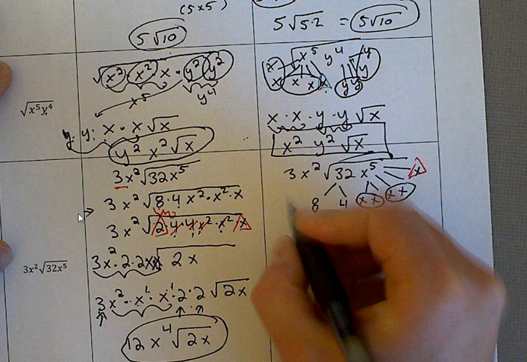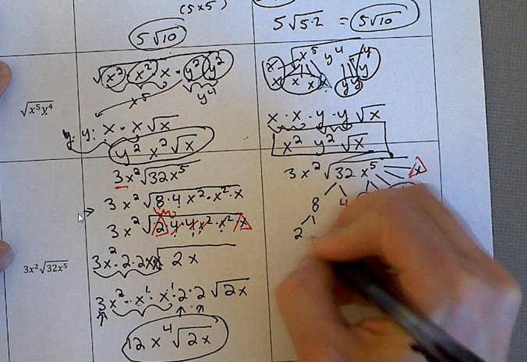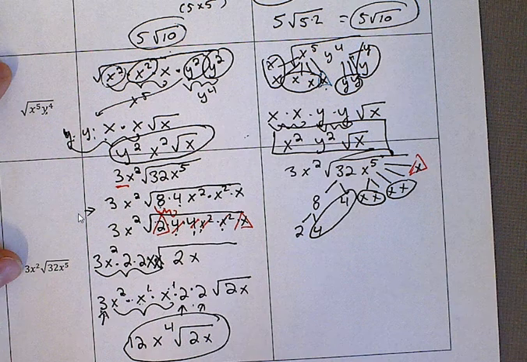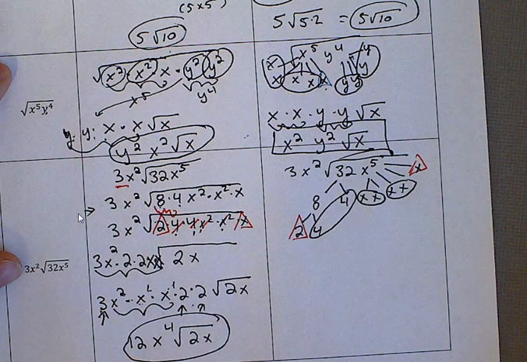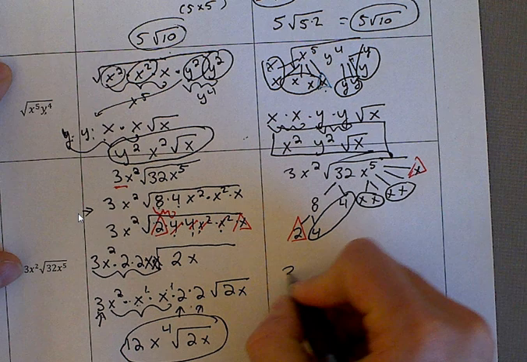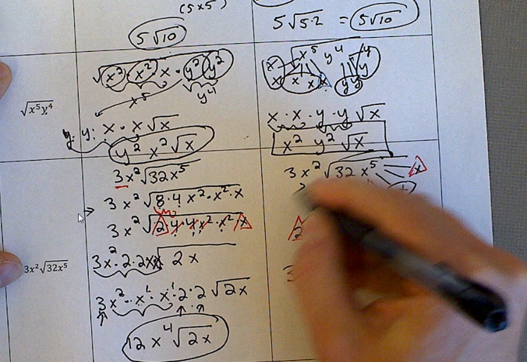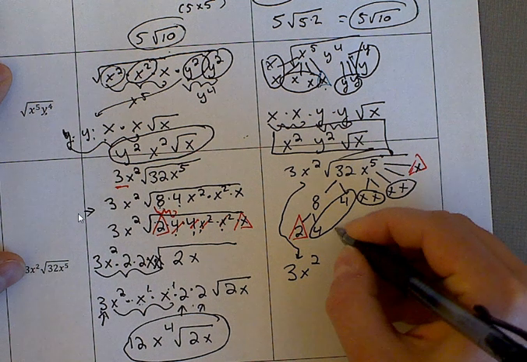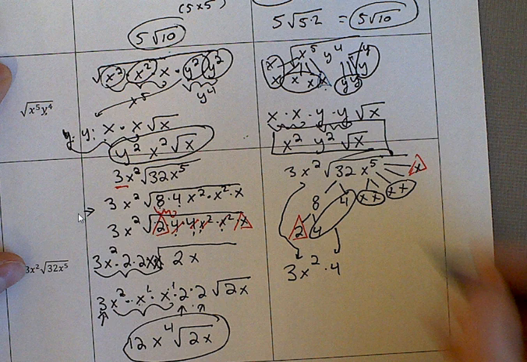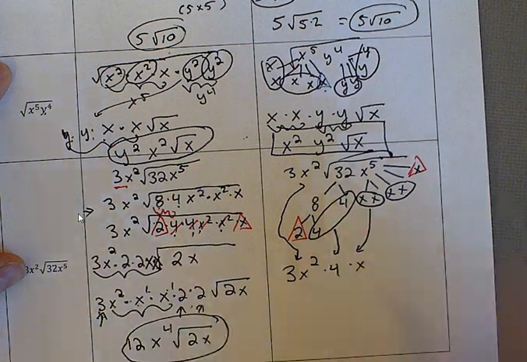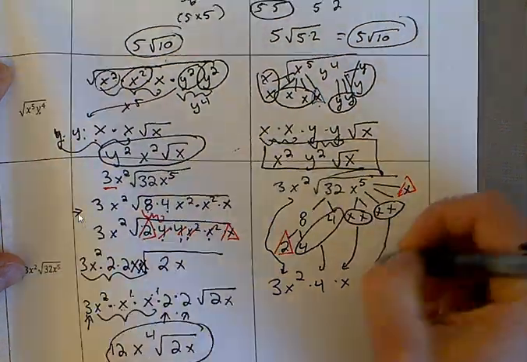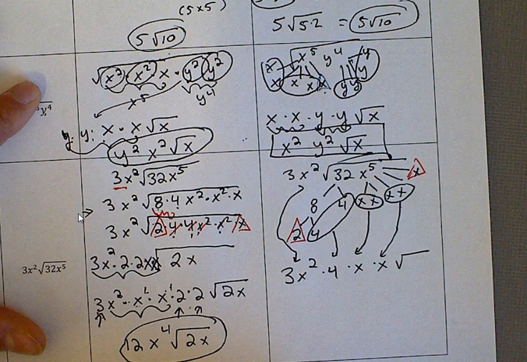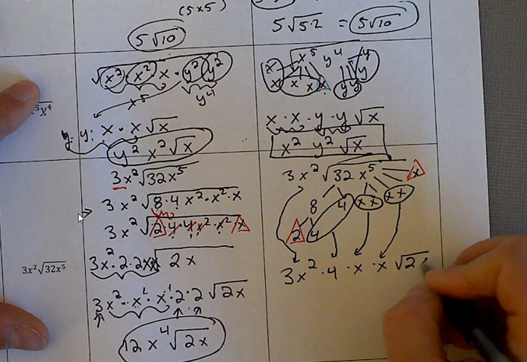And then let's break down the 8 further into 2 and 4. And so there's the pair of 4's that are going to come out. And then this 2 won't have a pair. So we'll rewrite the 3x squared, that's the coefficient on the outside. The pair of 4's are going to come out. This pair of x's are going to come out. This pair of x's is going to come out. And then what you have left that does not have a pair is the 2 and the x.